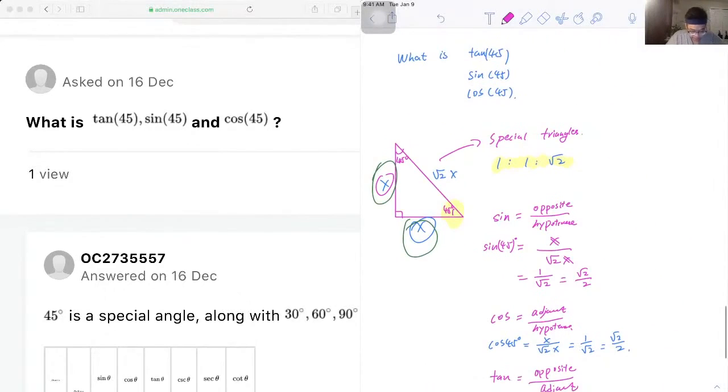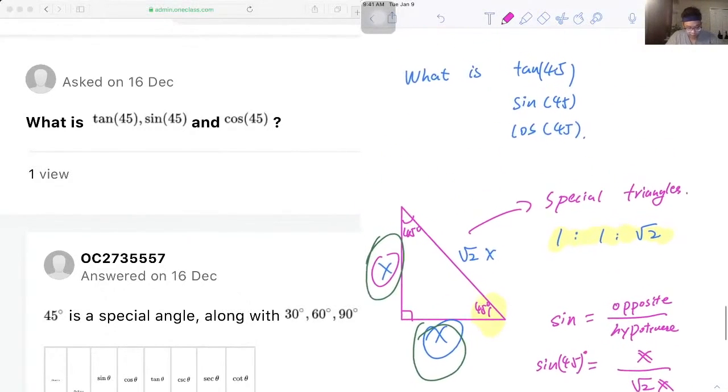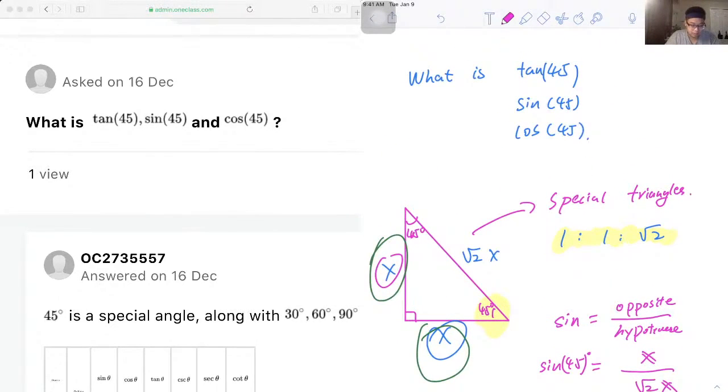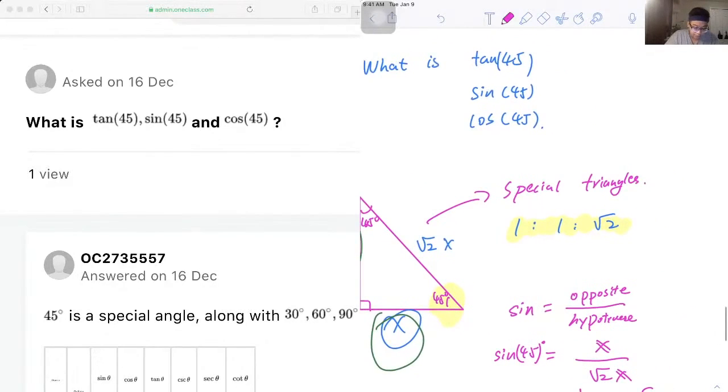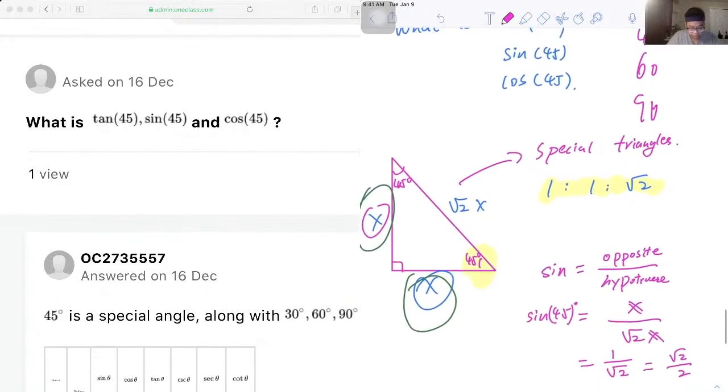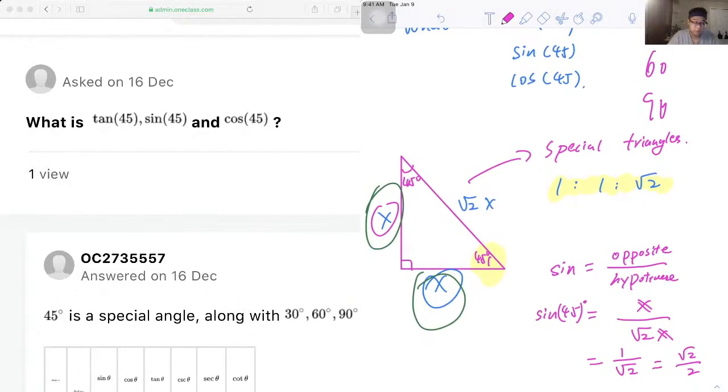So whenever you come across a question asking you tangent or sine or cosine of a special angle, just think about the special triangle. No matter if it's 30, 45, or 60, or even 90 or 0, you can always use the special triangle to help you figure out your answer. Okay?